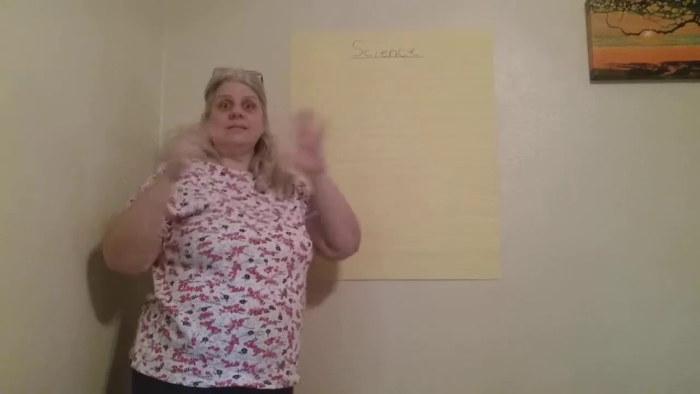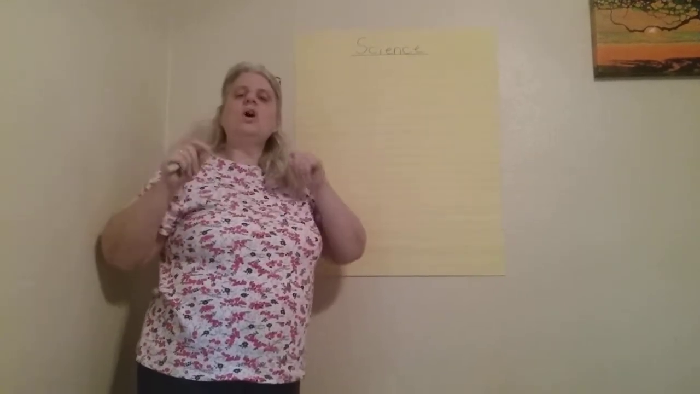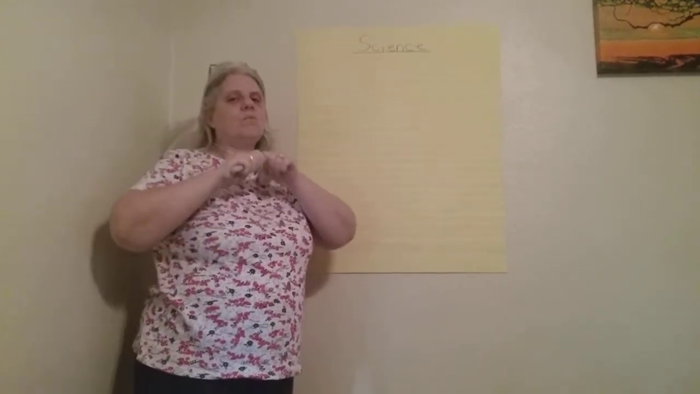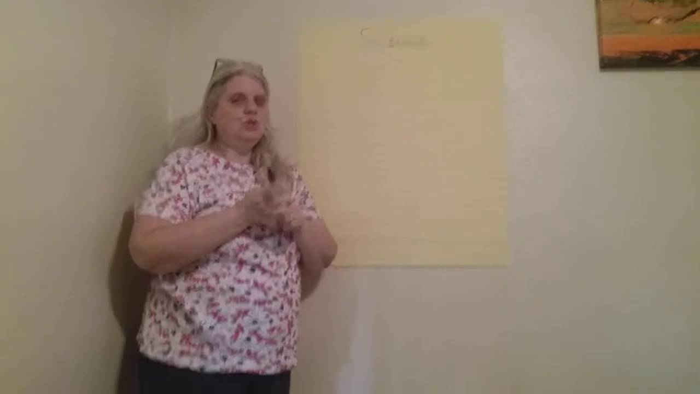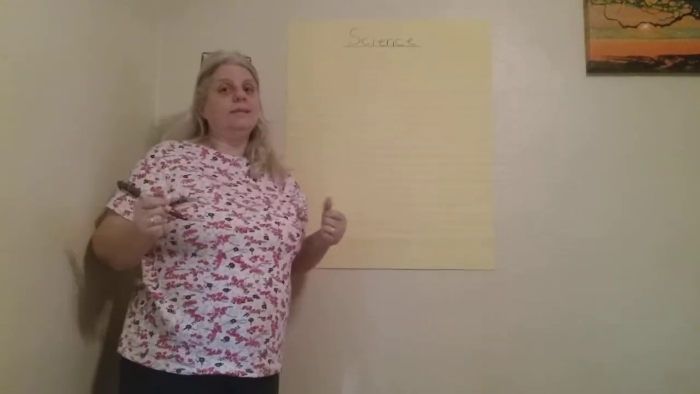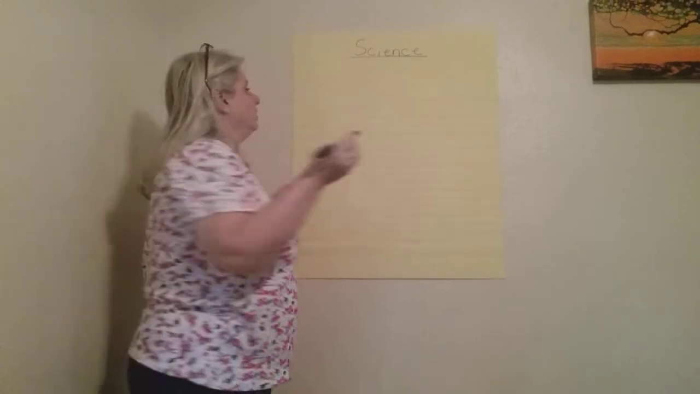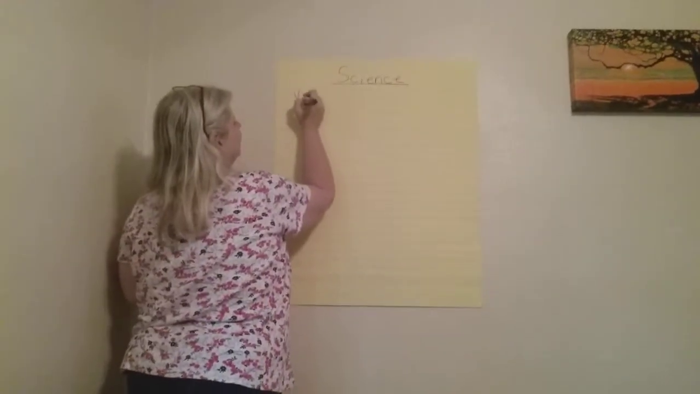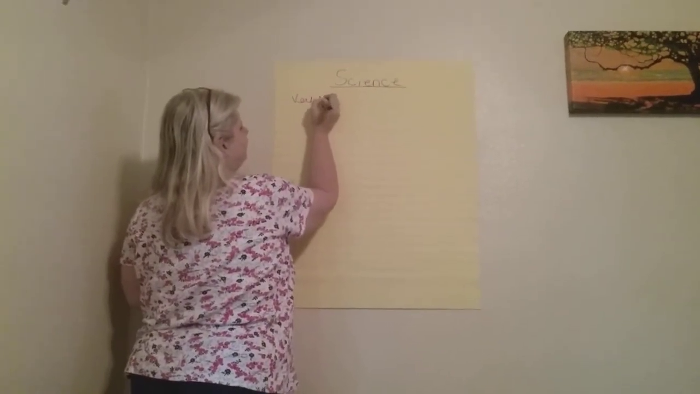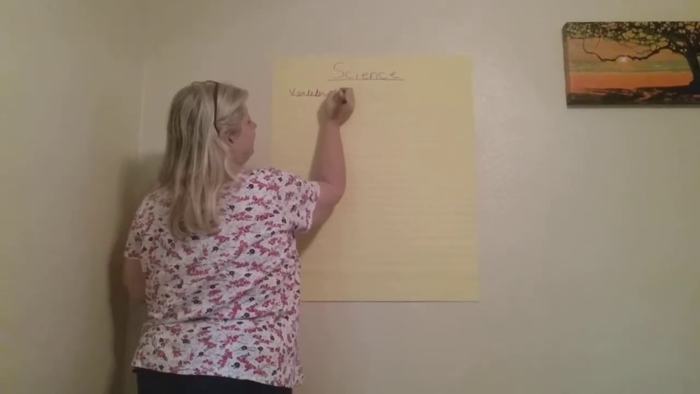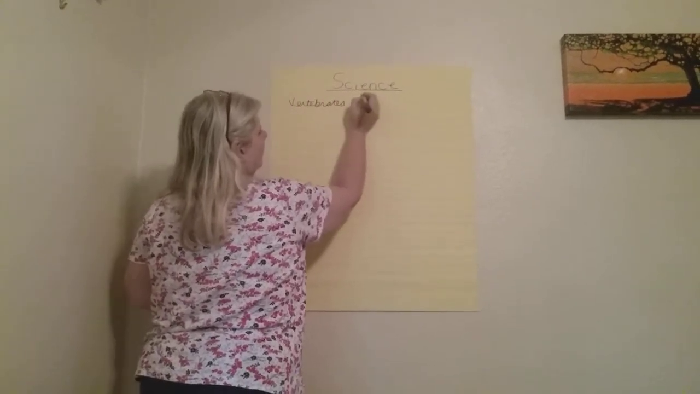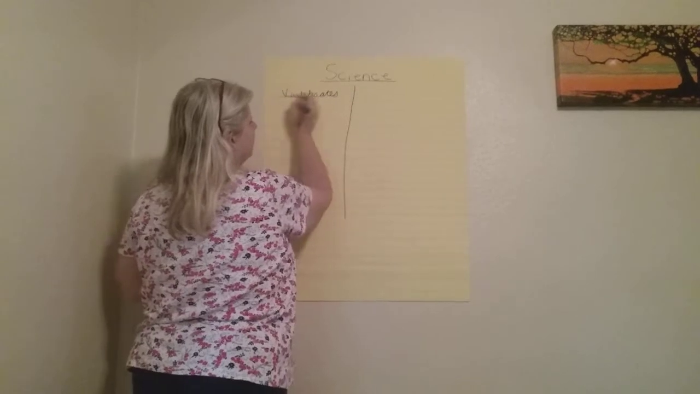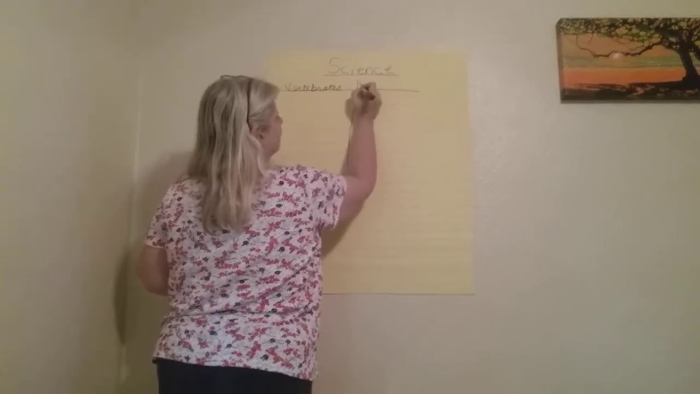Remember, scientists classify all animals. So our two biggest groups are what? What is our two biggest groups? We've been talking about this for a while now. Very good. Vertebrates. And invertebrates.